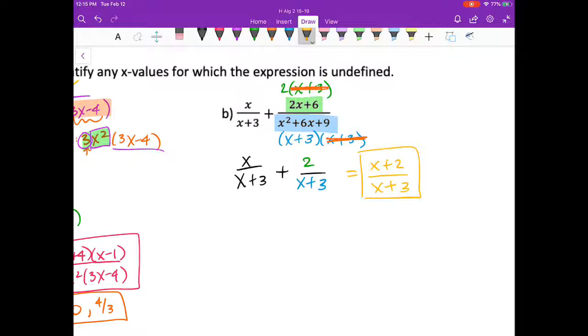Again, we have to identify values for x for which our function or our expression is undefined. So go back to your very beginning. Oh, x cannot be positive 3 based on that guy right there. Or excuse me, negative 3. And then these guys were both x plus 3, so 3 times over, x cannot be negative 3.